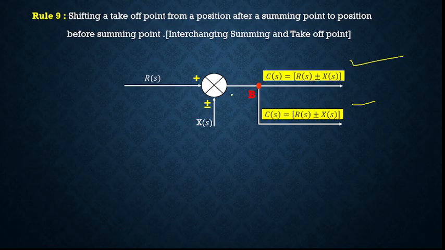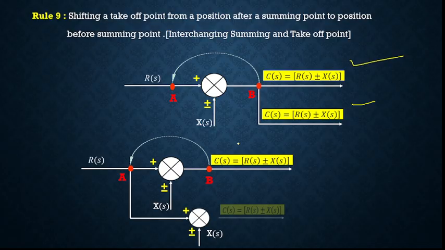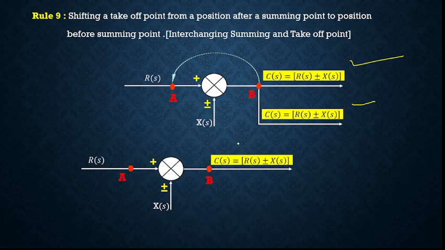You are having the takeoff point after the summing point. Previously you had seen that the takeoff point was before the summing point. Now we want to shift this to before this. This is what we had seen, and we have done the reverse operation here and obtained the same output. Okay, so let us see how this can be done.